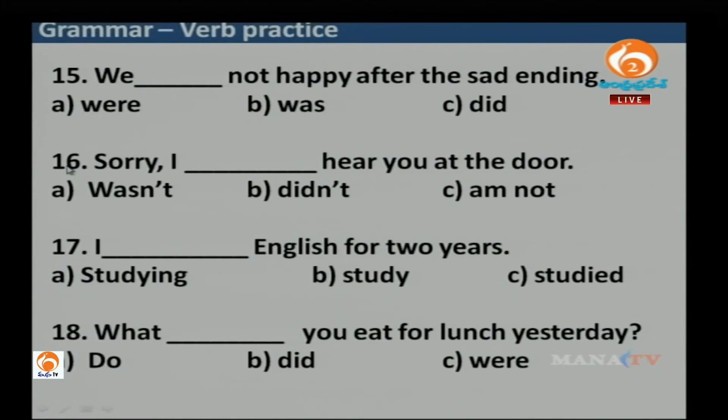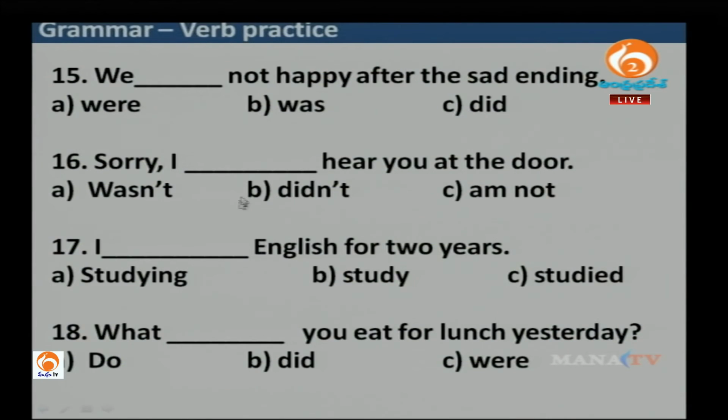Number 16. Sorry, I dash hear you at the door. I wasn't hear you. I didn't hear you. I am not hear you at the door. It should be a past tense form, and didn't is the correct option. I didn't hear you at the door.